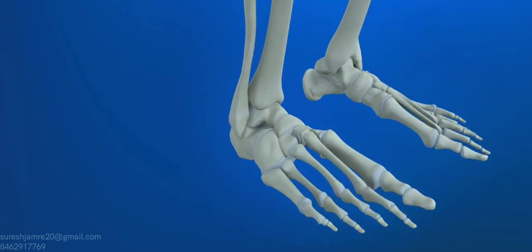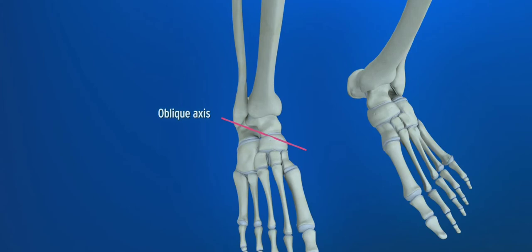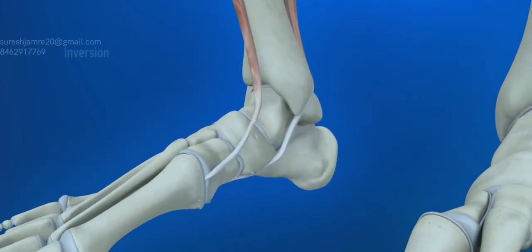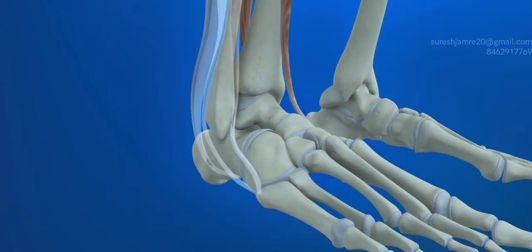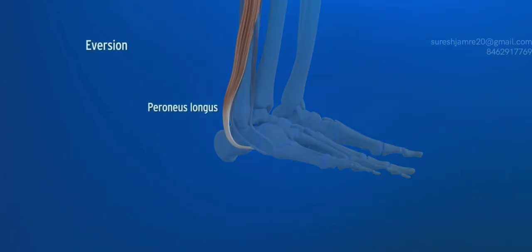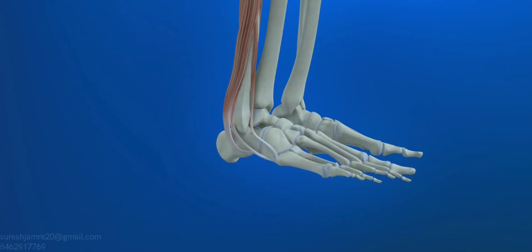Both the movements take place along an oblique axis which runs forwards, upwards, and medially from the back of calcaneum through the sinus tarsi and emerges at the superomedial aspect of the neck of the talus. Inversion is produced by tibialis anterior and tibialis posterior. Eversion is produced by peroneus longus, brevis, and tertius. Inversion and eversion movements are necessary while walking on uneven and sloping ground.